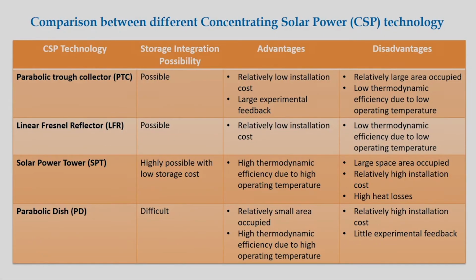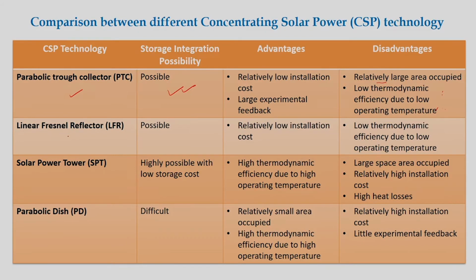And we can compare those technologies with different aspects, like for parabolic trough collectors, whether the possibility of storage systems is there or not, or what the other advantages are, we can list it out. Okay. So, if we talk about the possibility of integration of a storage system, it is yes, it is possible, and advantages include relatively low installation cost and large experimental feedback in the case of parabolic trough collector, and disadvantages are relatively large area occupied, low thermodynamic efficiency due to low temperature. Okay. So, since this temperature difference is low, because of that we will have lower thermodynamic efficiency.